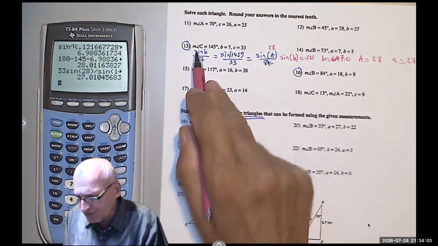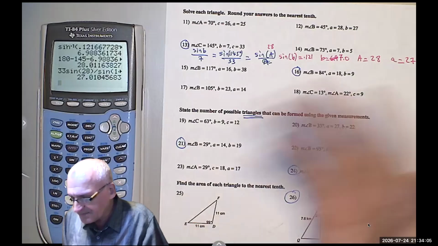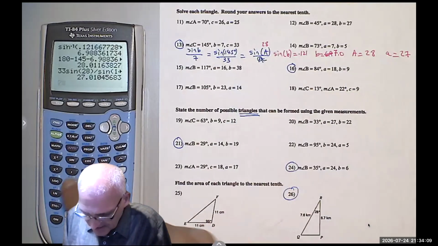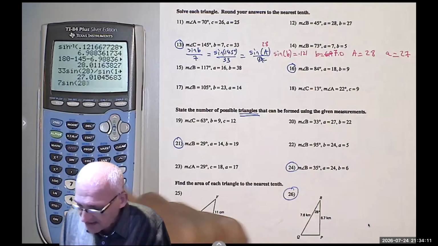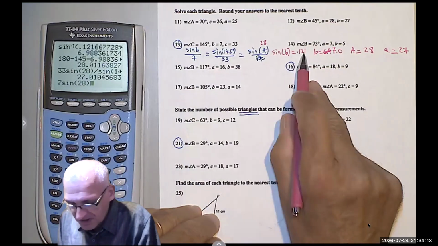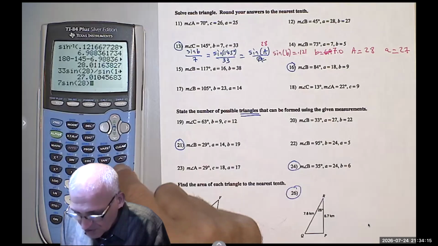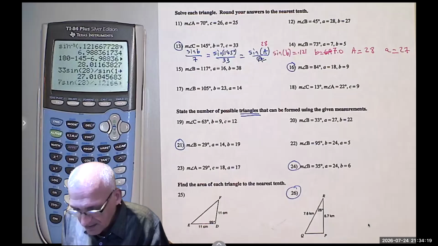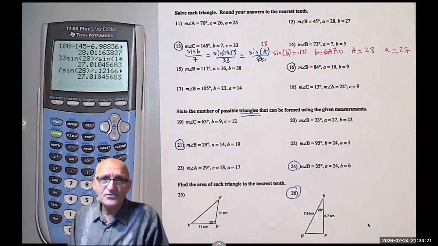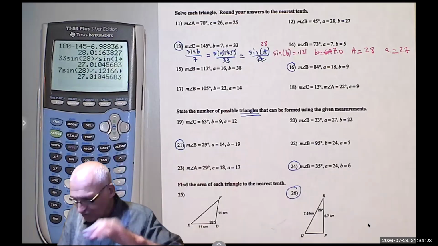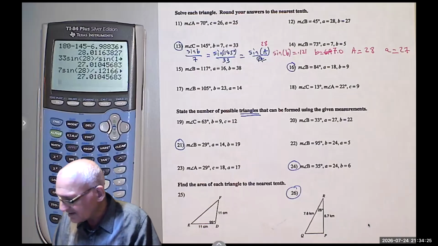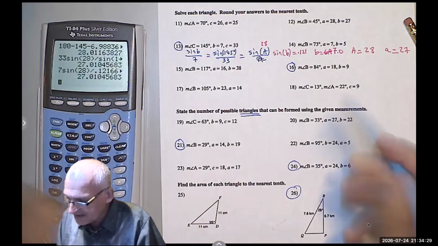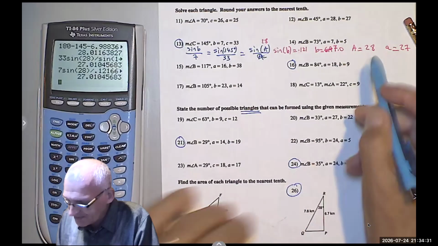If I use sine B over B, would I get the same result? Absolutely. If I want A, I can say 7 sine 28 divided by sine B, which was the 0.121 up there. 27.1, of course. Just so that you understand that. This is the same thing. We have B, so I know these two are opposite to each other.